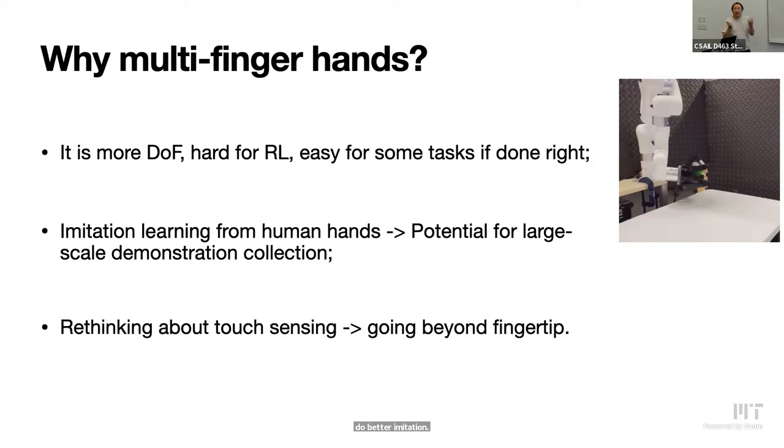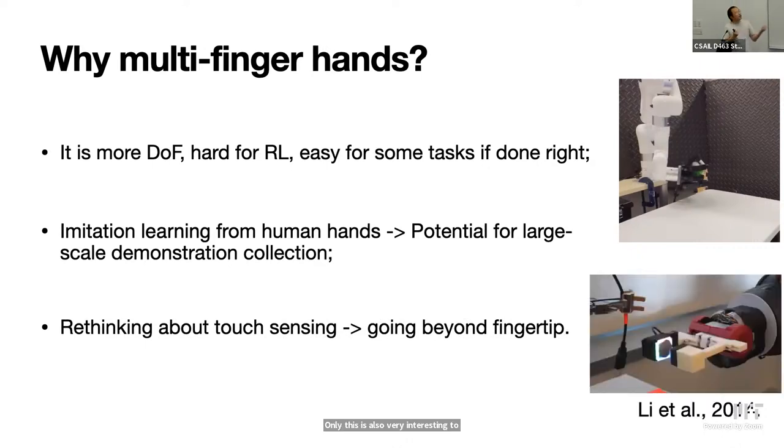And then last, contact. When people are studying contact, usually we place a tactile sensor on the parallel gripper's fingertip. But when it comes to hands, we find that a lot of surfaces on the hand are where you actually contact the objects. So it makes us rethink how we should use tactile sensing, and how we study contact when we are using the manipulator.